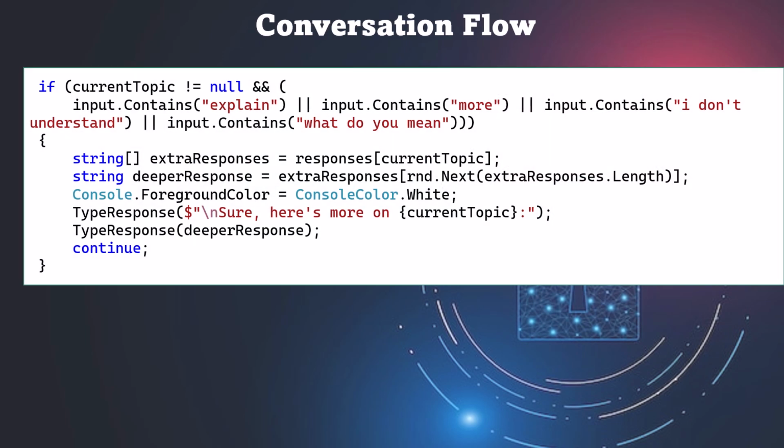When the chatbot already knows the current topic, i.e. currentTopic is not null, and the user asks for more details or clarification by including words such as explain, more, I don't understand, or what do you mean in their input, it retrieves the list of responses related to the current topic from the responses dictionary. It picks a random response from the list to give a deeper additional explanation. It sends a message saying it will provide more information about the current topic and sends the randomly selected deeper response. The chatbot then skips the rest of the loop and waits for the user's next input using continue.